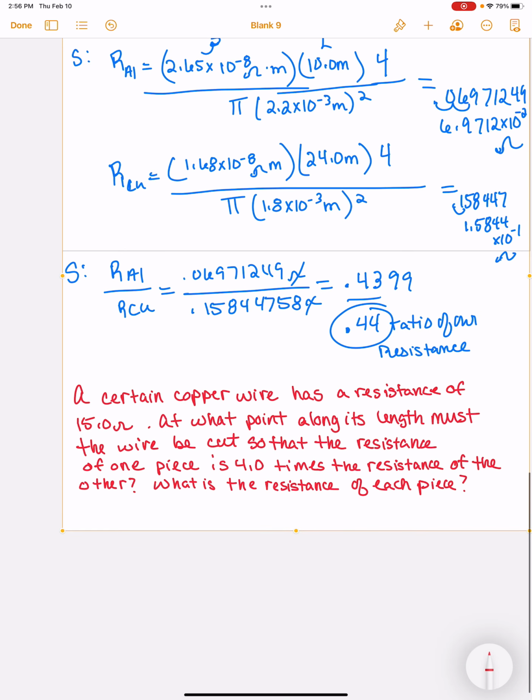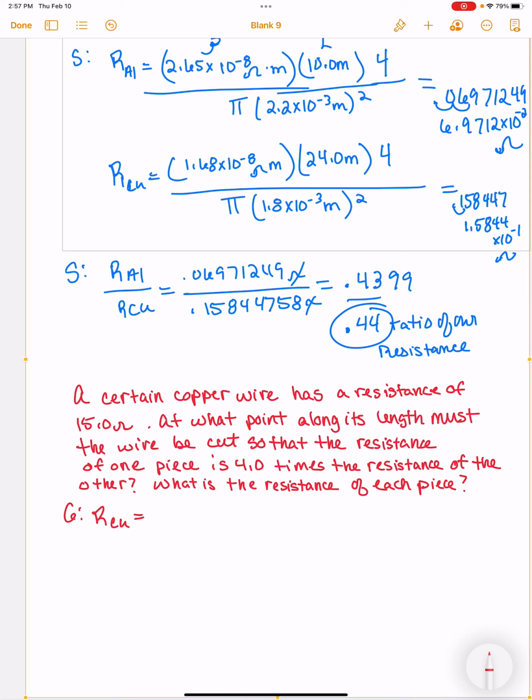Okay, so a certain copper wire has a resistance of 15 ohms. At what point along its length must the wire be cut so that the resistance of one piece is 4 times the resistance of the other? And what is the resistance of each piece? Okay, so let's write down our givens. The resistance of the copper wire is 15 ohms. It wants to know at what point along its length must the wire be cut so that the resistance of one piece, so this whole thing is the copper, so we're going to have resistance 1, resistance 2 equals our resistance. The resistance of one piece is 4 times the resistance of the other, so R2 is just going to be 4 times R1.